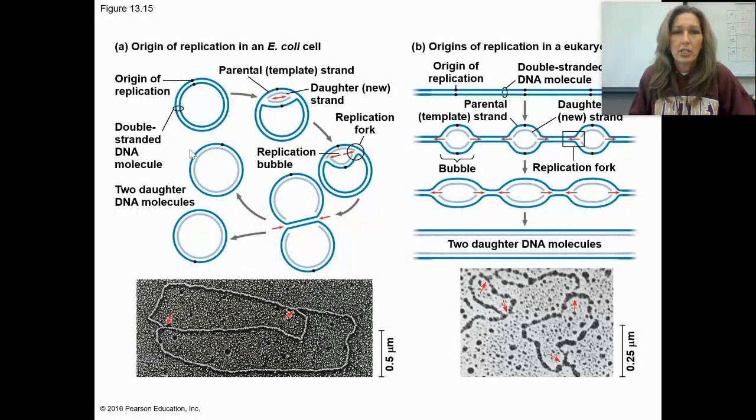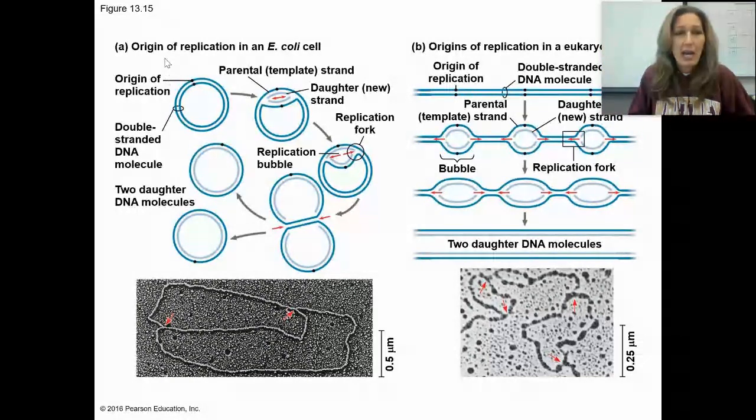Remember that in bacteria, in prokaryotes, DNA is circular. This is going to be a big deal when we start talking about telomeres, what happens in the end. In eukaryotes, remember that DNA is linear, so there's a beginning and an end to it.